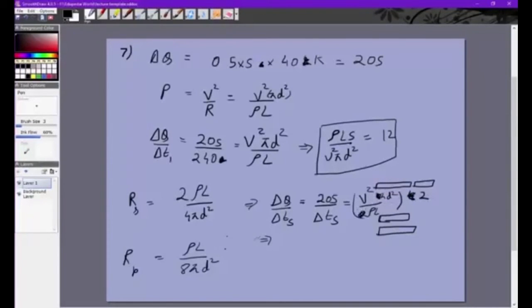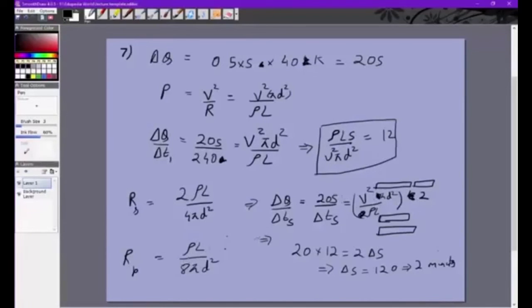And we know rho L S by V square pi D squared is 12. So this gives me 20 into 12 is equal to 2 delta T s, which means delta T s is 120 seconds or 2 minutes in series. In parallel, you can do yourself.